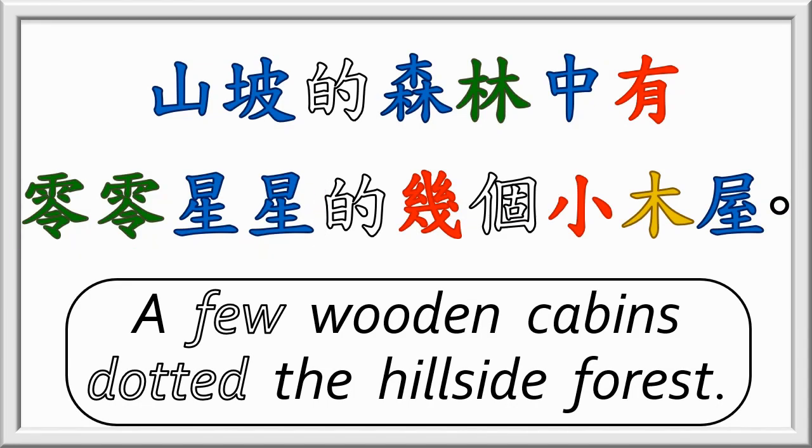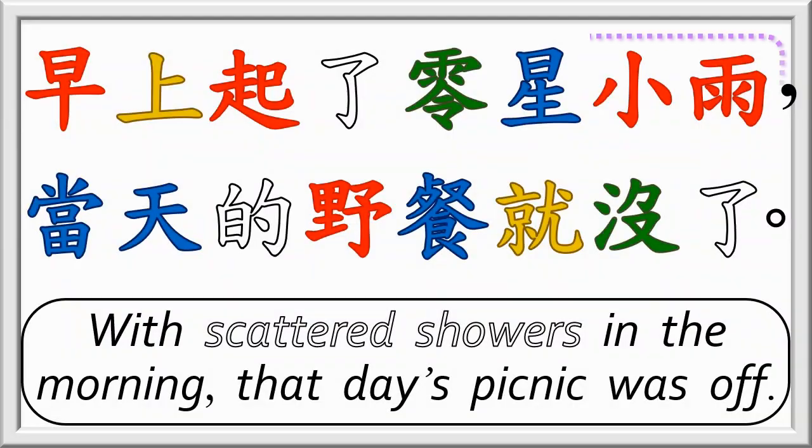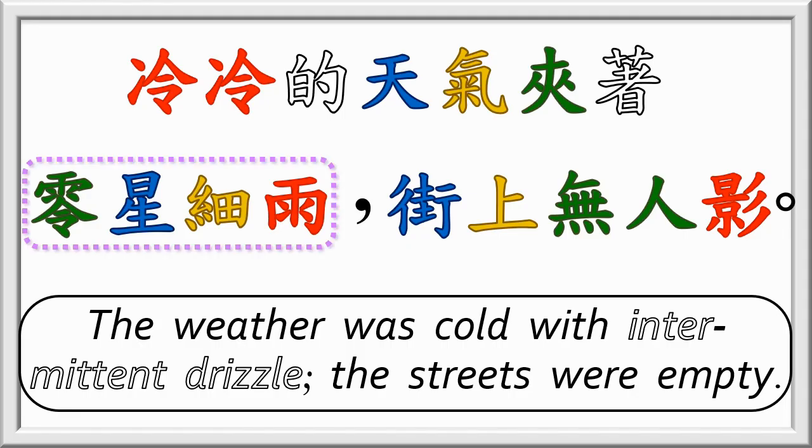山坡的森林中有零零星星的几个小木屋。A few wooden cabins dotted the hillside forest. Scattered showers, not surprisingly, is also translated by 零星。早上起了零星小雨，当天的野餐就没了。With scattered showers in the morning, that day's picnic was off. 冷冷的天气夹着零星细雨，街上无人影。The weather was cold with an intermittent drizzle. The streets were empty.